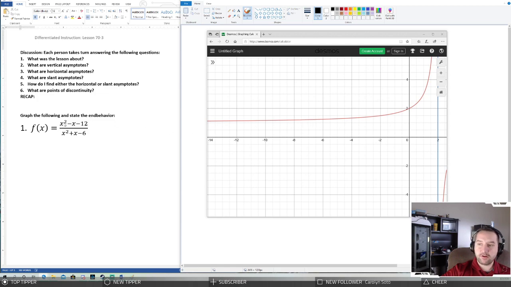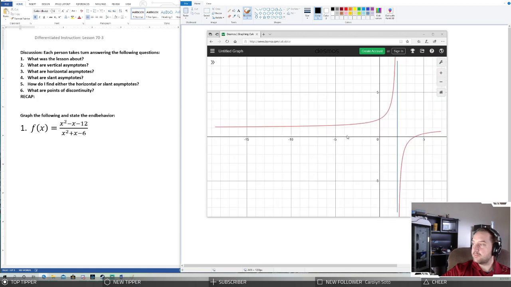And we could even look at our graph and determine that, because in the last lesson, we compared the degrees. Well, the degrees are the same, so we divide the leading terms. x squared over x squared is 1. And so that's why my horizontal asymptote is 1.